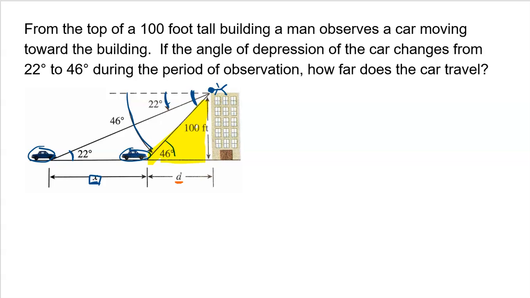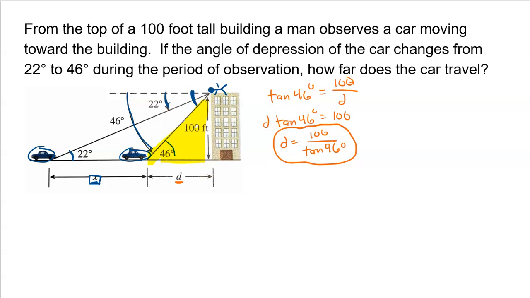So looking at that small triangle, I know that tangent of 46 degrees equals opposite 100 divided by adjacent d. Multiply the d to the other side, I get d times tangent of 46 degrees equals 100. Divide by the tangent of 46, d equals 100 divided by tangent of 46 degrees. All right, that's going to come in handy in a couple moments. Sorry, my handwriting's kind of sloppy. It's this writing tool I'm using.